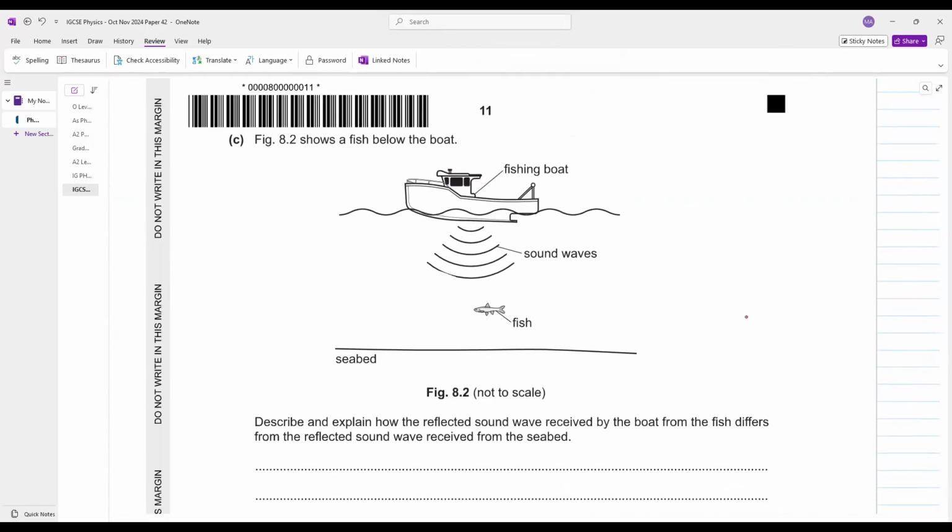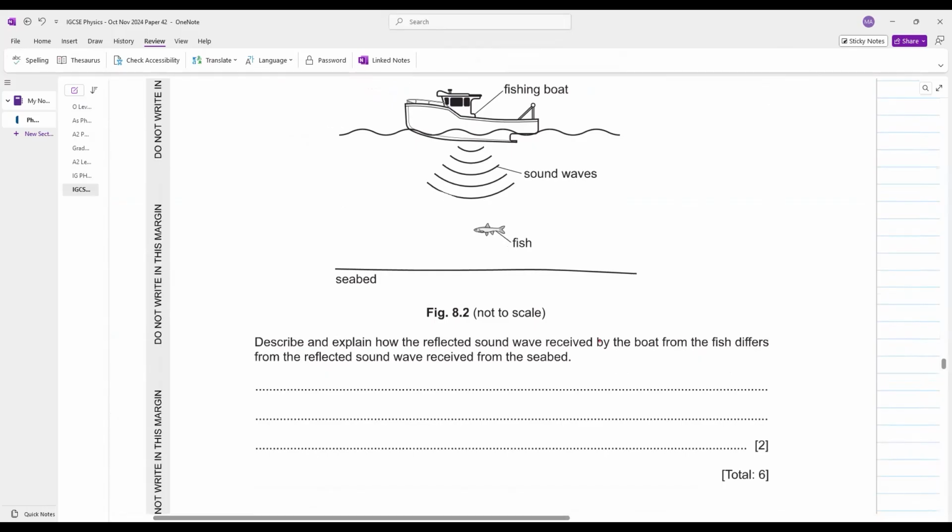Figure 8.2 shows a fish below the boat. Now you have a fish below the boat. Describe and explain how the reflected sound wave received by the boat from the fish differs from the reflected sound wave received from the seabed.